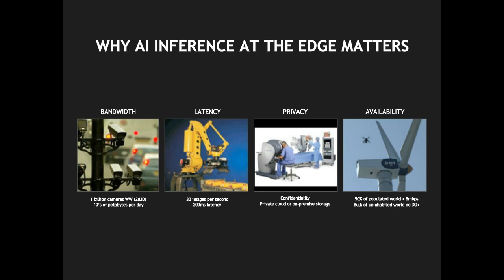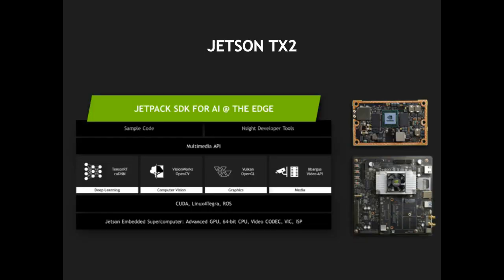To address the need for AI processing at the edge, we created Jetson TX2. It is a credit card-sized AI supercomputer on a module powered by 256 core Pascal GPUs and 6 CPU cores that can operate in less than 10 watts. It comes with JetPack, a comprehensive SDK for building AI applications with optimized libraries for deep learning, computer vision, graphics, and multimedia processing. We also provide a development kit for developers to get started.